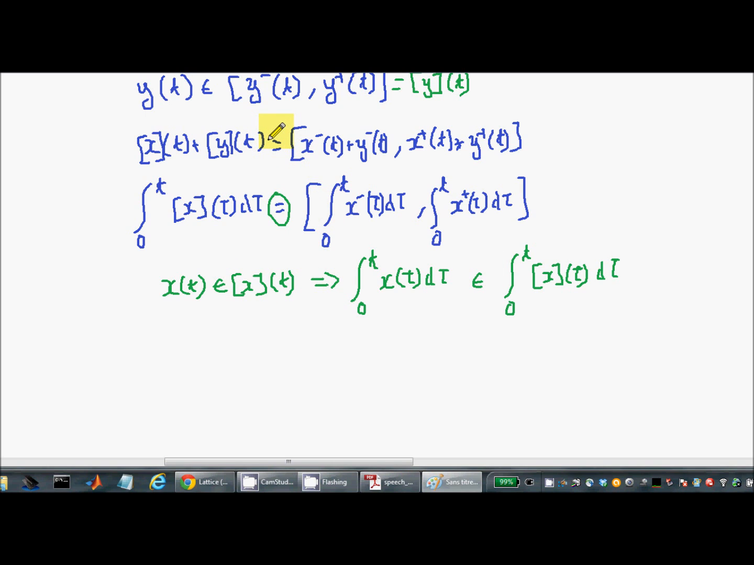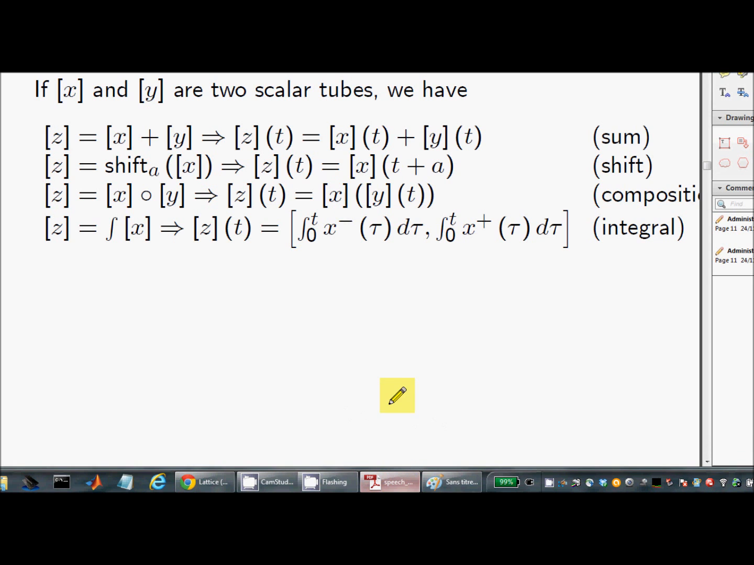So if I apply this way of thinking, this reasoning, I will be able to define what we call the interval arithmetic of trajectories, or what we call the tube arithmetic. I will be able to define the shift to the right or to the left, and this is the kind of operation I can apply: addition, the shift, the composition, the integral, and so on.